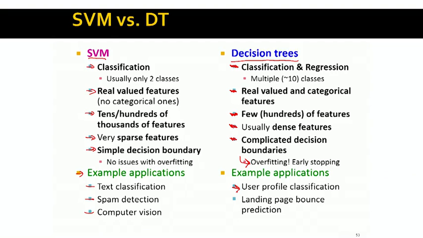Another application would be, for example, web page bounce prediction, right? Whether a person coming to a given page is just going to leave the page or is going to make the next click. In this case, again, we could describe every person with a small feature vector and make the prediction.